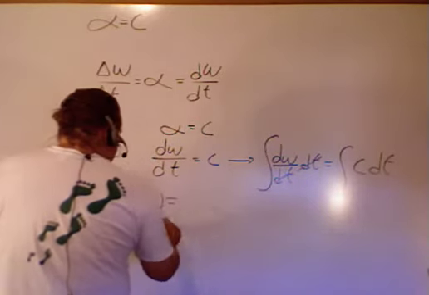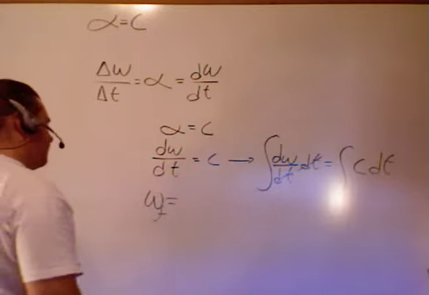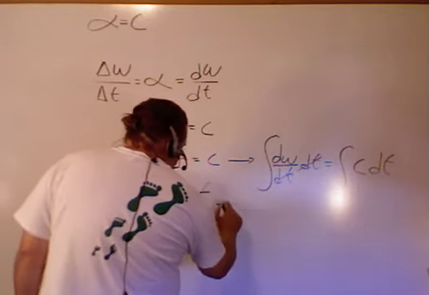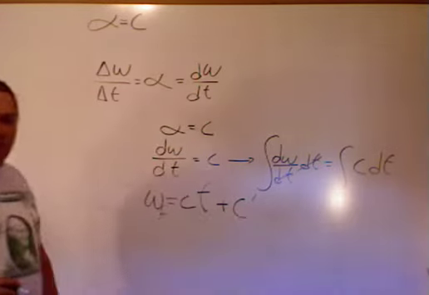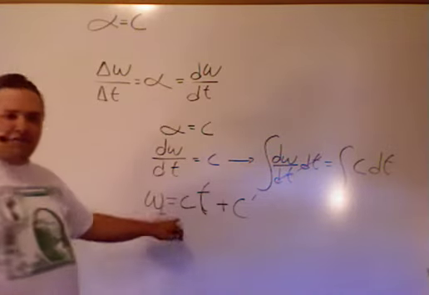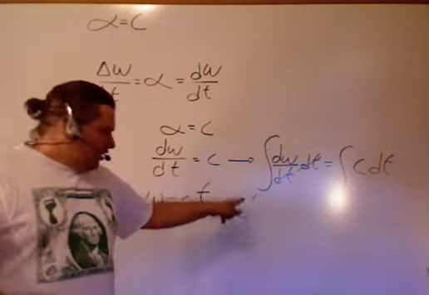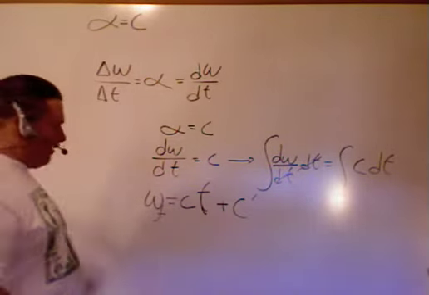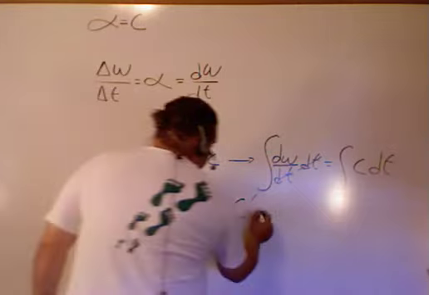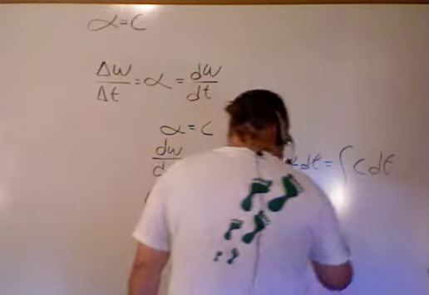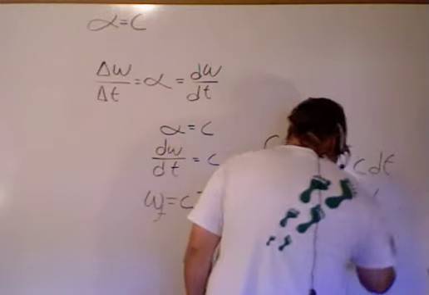Omega, and we'll call that omega final, is equal to this constant times time plus another constant. I'll leave that little mark on there to let you know it's another constant. Well, C is equal to alpha. So I get omega final is equal to alpha times t plus that constant.